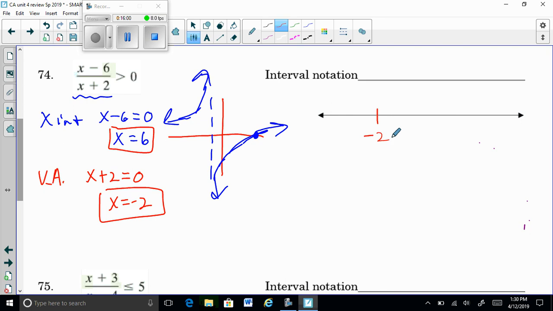So I'm going to go ahead and put -2 here. I'm going to put 6 here. And then we want to test some points like -3, 0 would be an easy one, and then maybe 7.